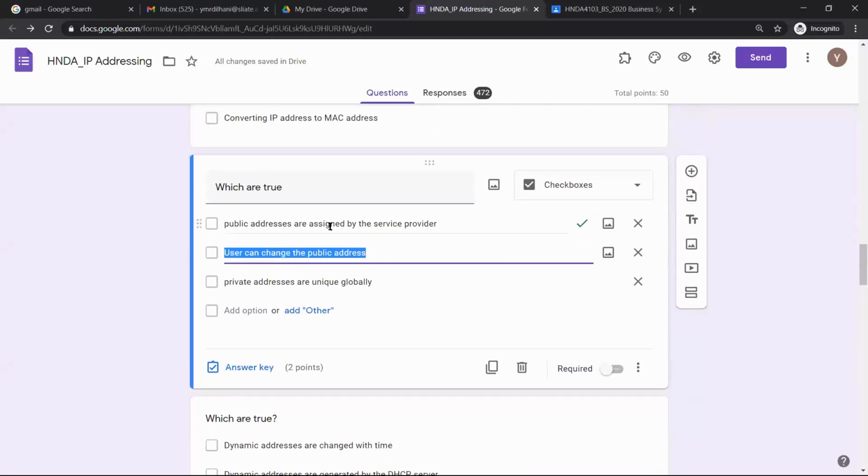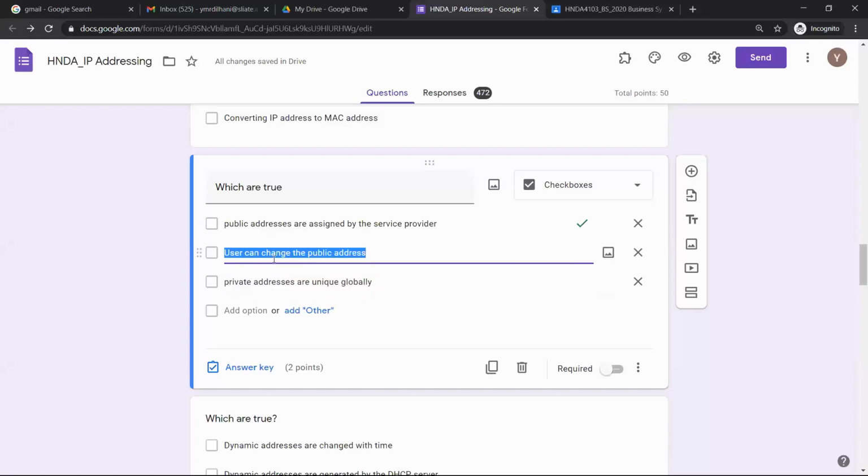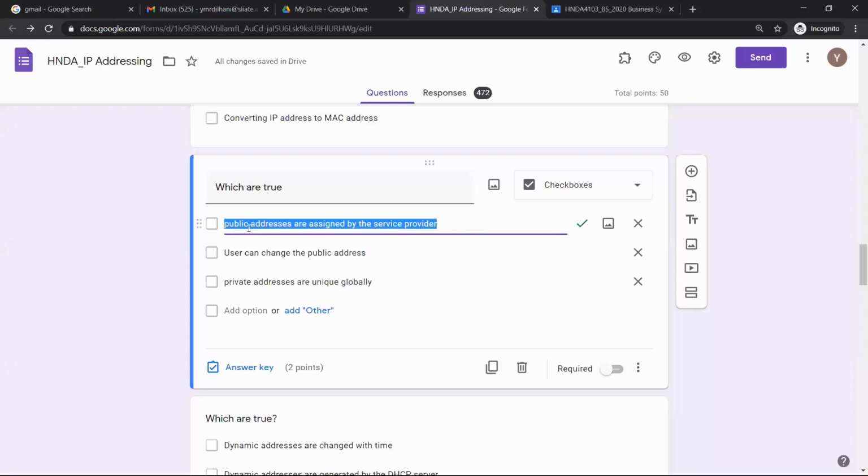First one, public addresses are assigned by the service provider. User can change the public address. Private addresses are unique globally. So this is wrong. If it were unique globally, you should be able to use it outside, but it cannot be used outside. That means it is not unique outside your network. And can the user change the public address? No, I told you public addresses are given by your internet service provider, so you can't access that and change it. And public addresses are assigned by the service provider, of course, yes.